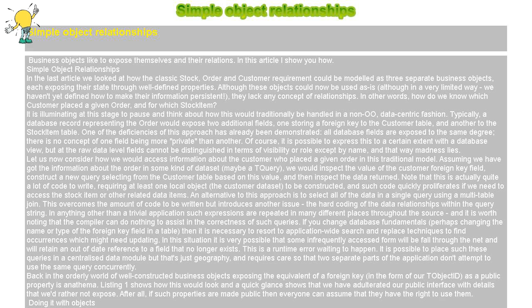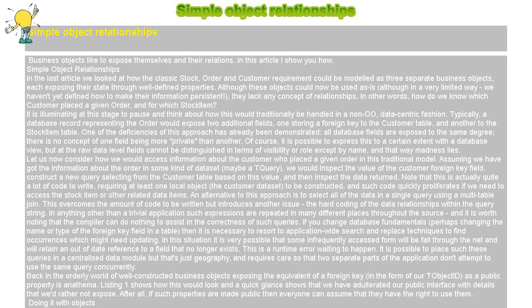Back in the orderly world of well-constructed business objects, exposing the equivalent of a foreign key, in the form of our T-object ID, as a public property is anathema. Listing 1 shows how this would look, and a quick glance shows that we have adulterated our public interface with details that we'd rather not expose. After all, if such properties are made public, then everyone can assume that they have the right to use them.